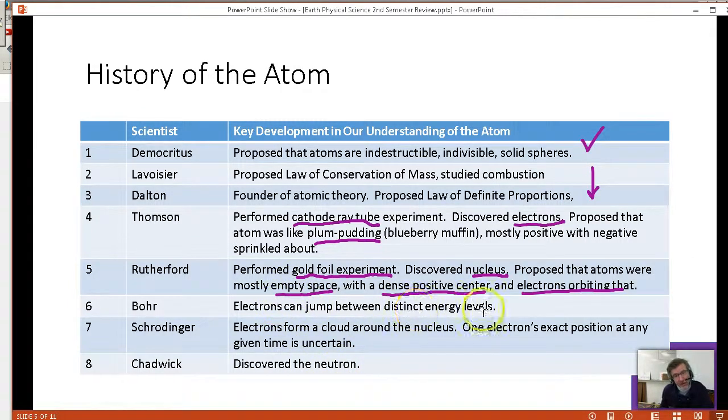Bohr, we talked about the hydrogen atom. Remember the ladder with levels of energy. Light comes from atoms being excited. That's all due to Niels Bohr. Electrons can jump. Schrödinger, electrons form a cloud around the nucleus. You can't really know exactly where they are at any given time, and so that's the electron cloud. This is also the beginning of quantum mechanics, so modern physics, a modern understanding of the atom. And Chadwick, you should always link Chadwick's name to the neutron, so we're good there.